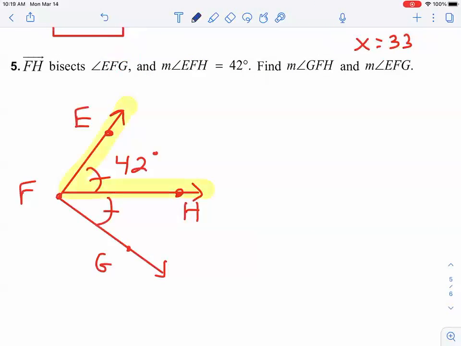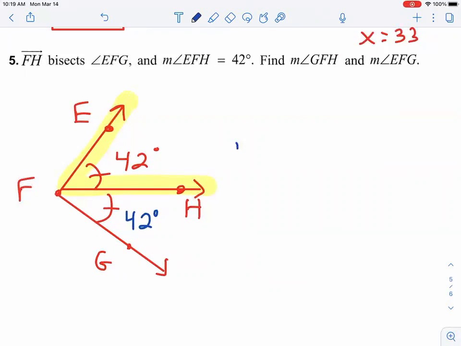So drawing a correct picture is really important, but now that I know that that top angle is 42 degrees, well, remember I had the little hoops on there, meaning the bottom part has to also be 42 degrees. So the measure of angle GFH is also equal to 42 degrees. That's one of our answers.